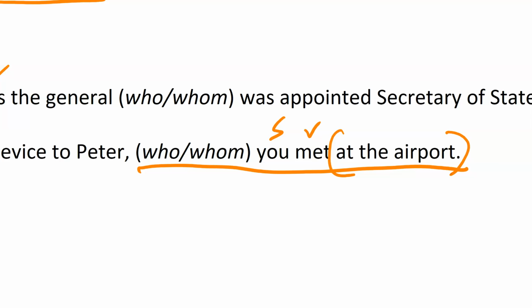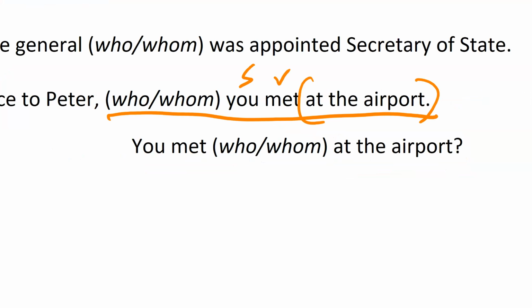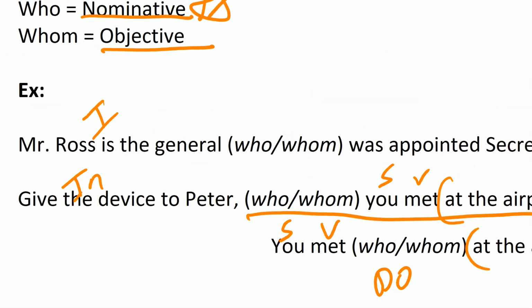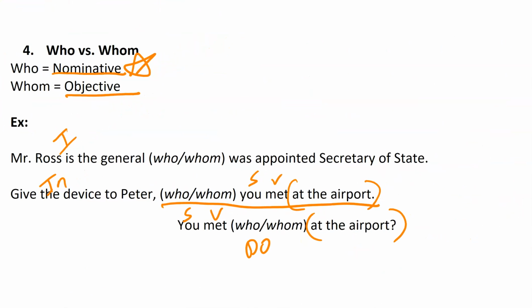Well, in this case, it makes it a bit more clear. So look at it this way. Subject, you, verb, met, at the airport. You met who? You met whom? What is the role of this word? Well, it's going to be the direct object. And if it's the direct object, then I have to remember this rule right here. I have to use the objective form. So therefore, it must be whom.